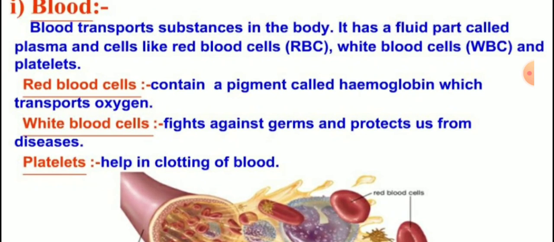Okay, next, white blood cells. What is the main function of white blood cells? It fights against germs and protects us from disease. What is the main function of white blood cells? Fights against germs and protects us from disease.